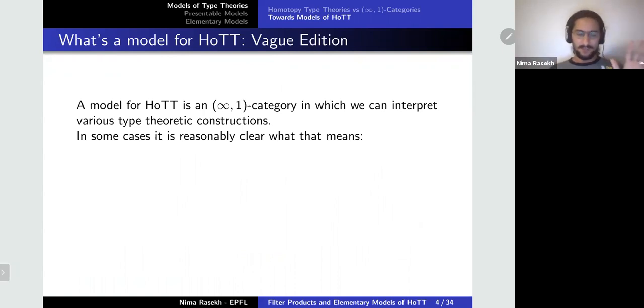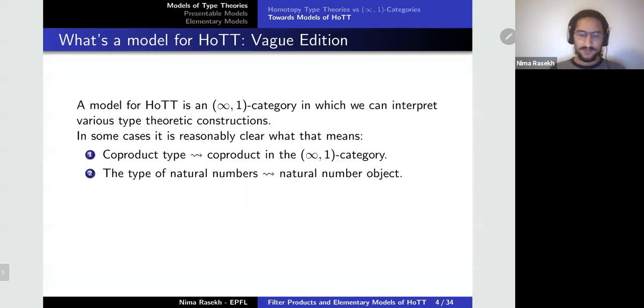And here's a vague edition, so not precise. Vaguely speaking, it should be true that if I have a model for HoTT, it should be some kind of infinity category. And I should know how to interpret these various type theoretic constructors inside that infinity category. For some, it's reasonably obvious what that means. If I have something like a natural number type or a coproduct type, then there's an easy, well-defined notion of coproduct. I can just talk about the coproduct universal property, and so on, and it works well.